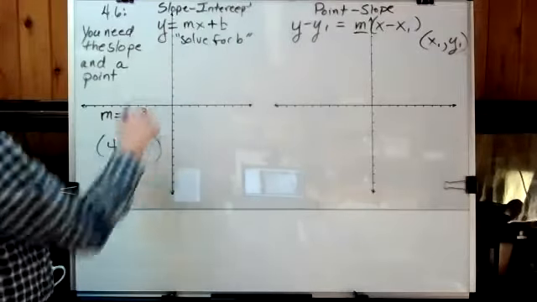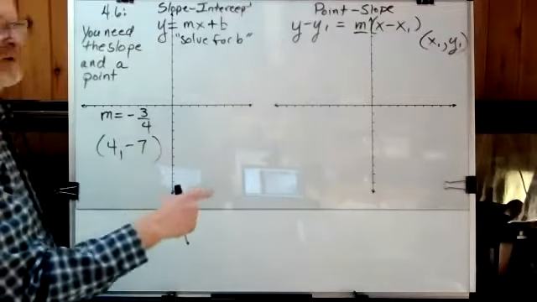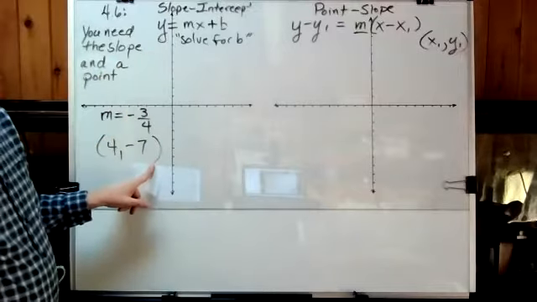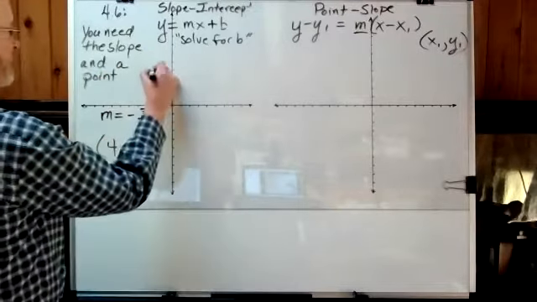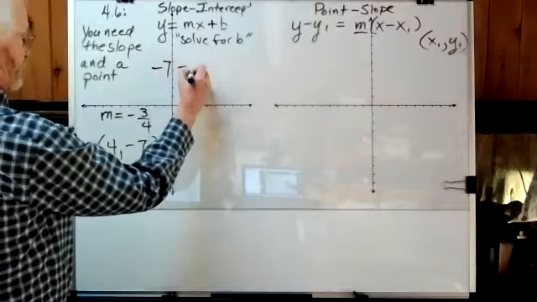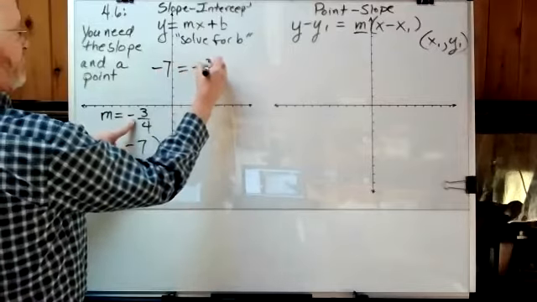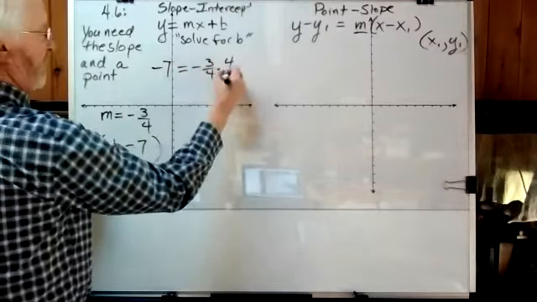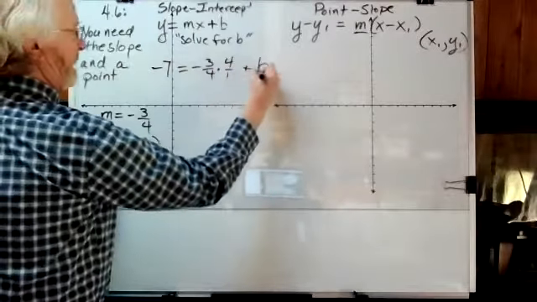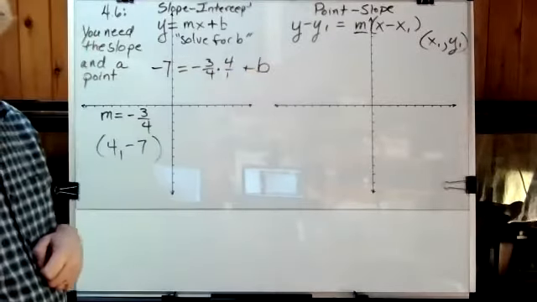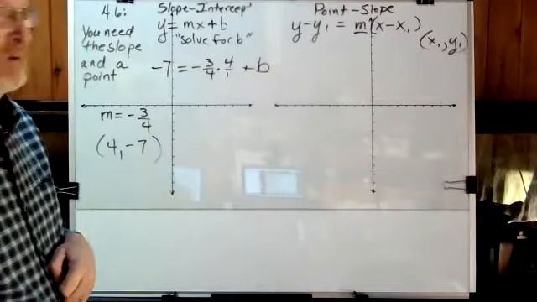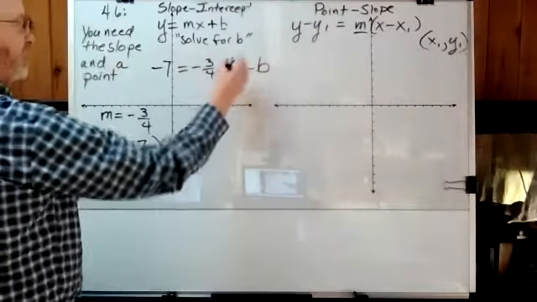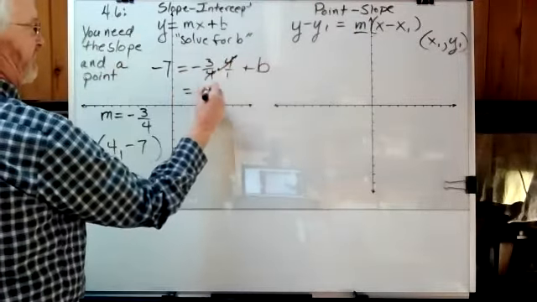So the Y value, this is always unfortunate. It's almost like we see this Y first, but the Y is always the second number here, right? So here I go: -7 equals -3/4 times the X value 4, and then I can figure out what the intercept B value must be. Simplifying to solve for the B. -3.